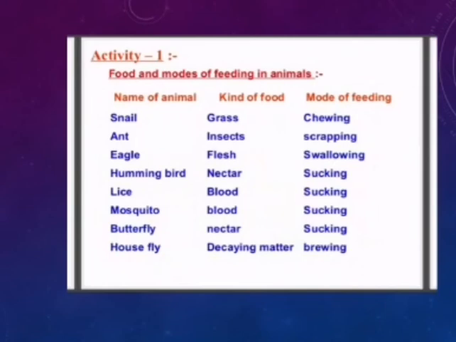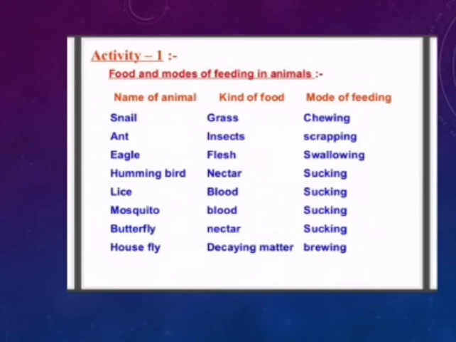Okay, then a simple activity. Food and modes of feeding in animals. The snail: kind of food, grass; mode of feeding, chewing. Ant: kind of food, insect; mode of feeding, scrapping. Eagle: flesh, swallowing. Hummingbird: kind of food, nectar; mode of feeding, sucking. Lice: kind of food, blood; mode of feeding, sucking. Mosquito, butterfly, housefly: all have the mode of feeding, sucking.